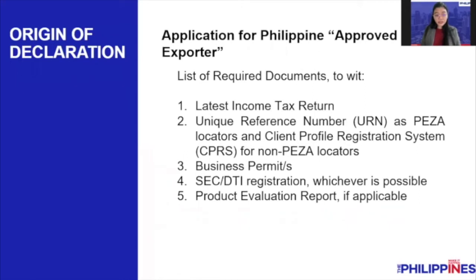So these are the list of required documents to apply for approved exporters under the Bureau of Customs. Note that those applying as approved exporters who are not manufacturers or producers must have knowledge on how the goods were manufactured or produced and how these satisfy the rules of origin or ROO requirements to make an origin declaration under the Philippines EFTA FTA.